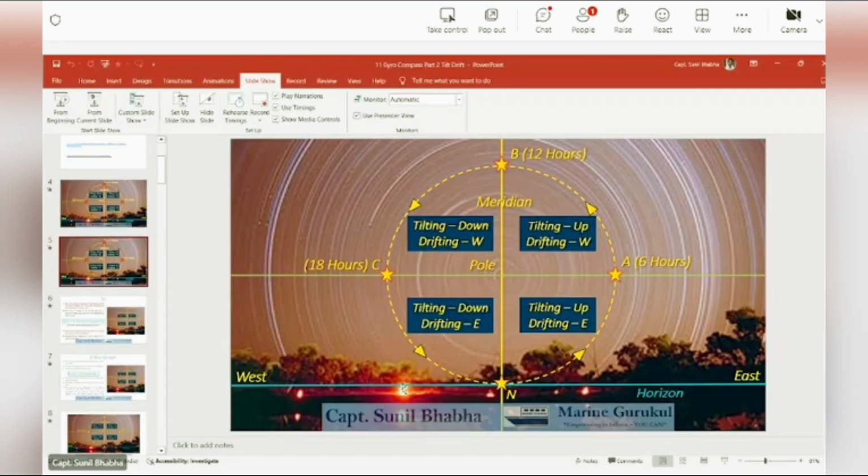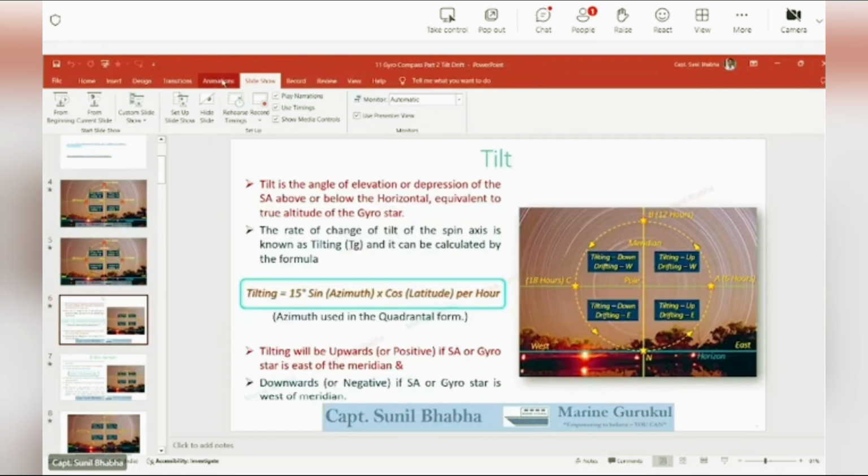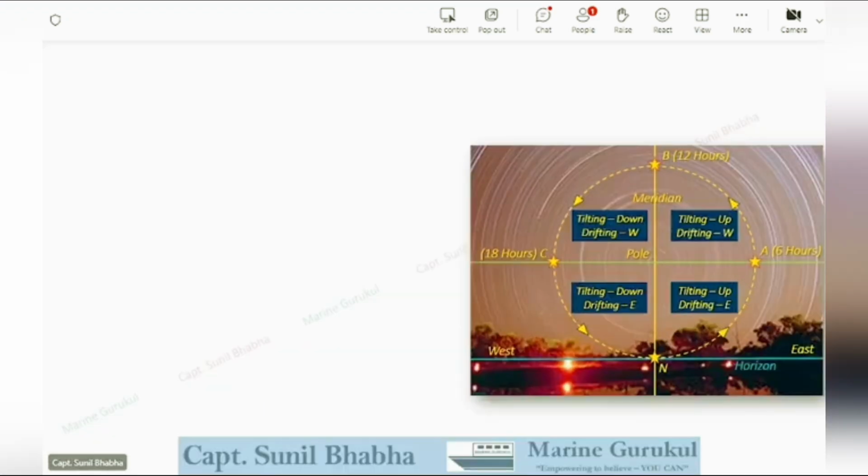Okay. So let's go to tilting and drifting now. We now move into the detail of tilt and how to calculate the tilting using a formula.